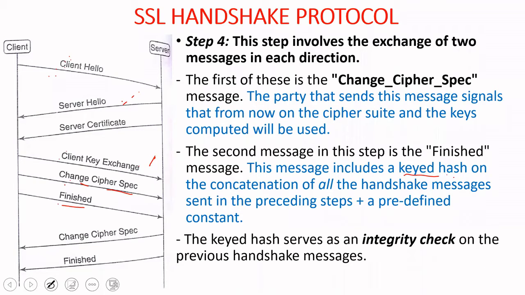A hash of all these messages is taken, and that is also sent in the finished message. So the keyed hash serves as an integrity check on the previous handshake messages. What we see is that all these previous messages, whatever we are sending, we are not encrypting. It is sent in the clear, as it is. So any attacker can always get hold of these messages.